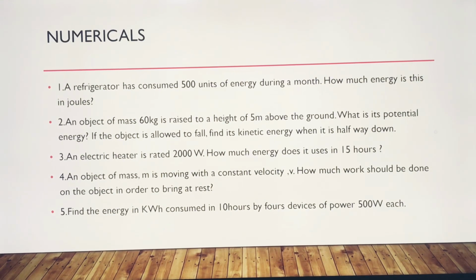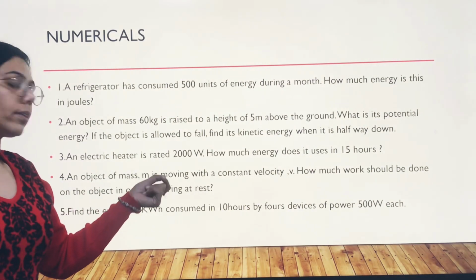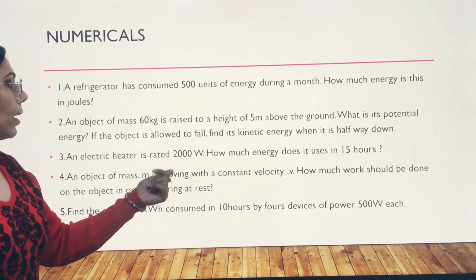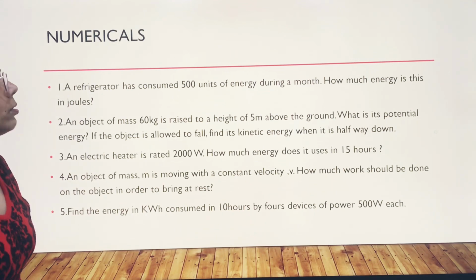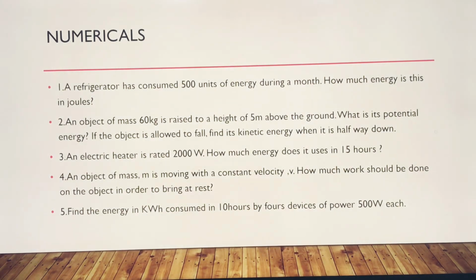Now let us start with the third numerical. An electric heater is rated 2000 watt, and how much energy does it use in 15 hours? So what is provided to us? Power is provided and time is provided, and we simply need to calculate the energy. Let us start.